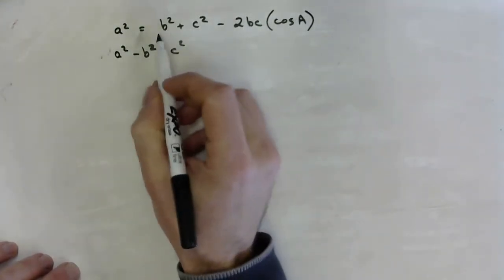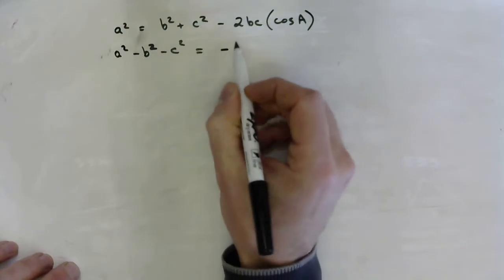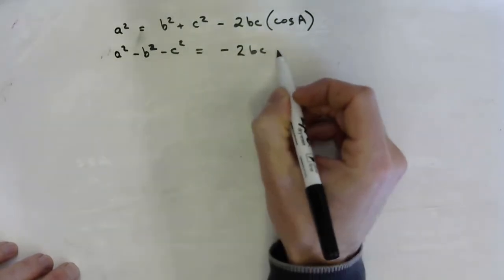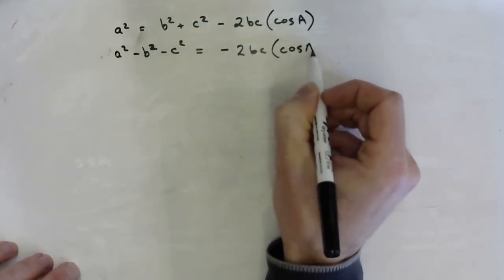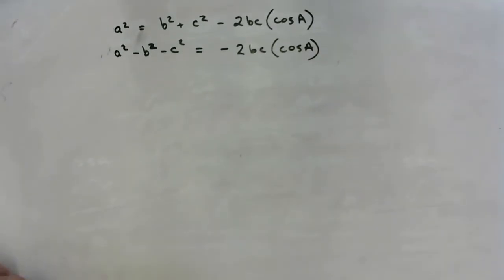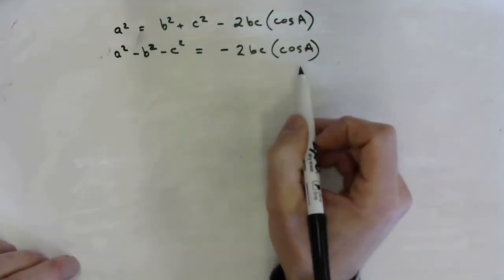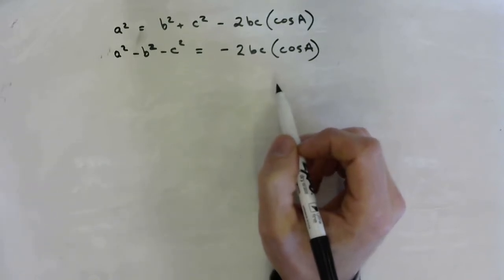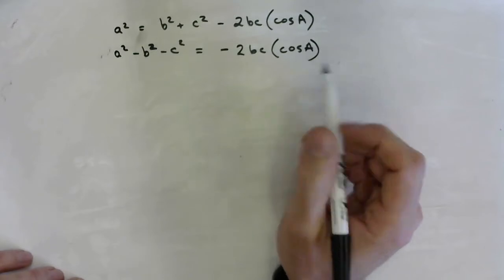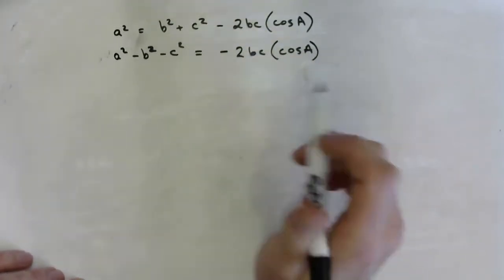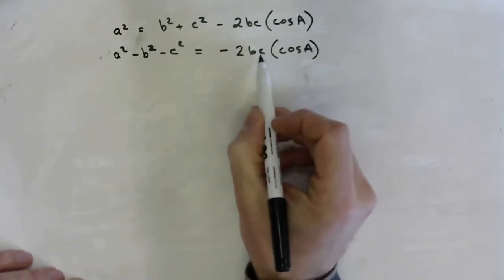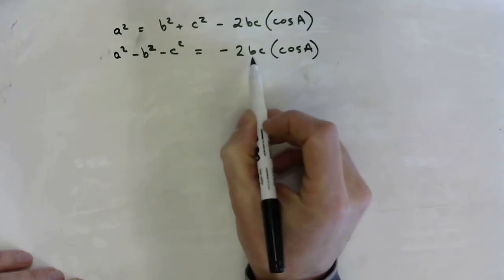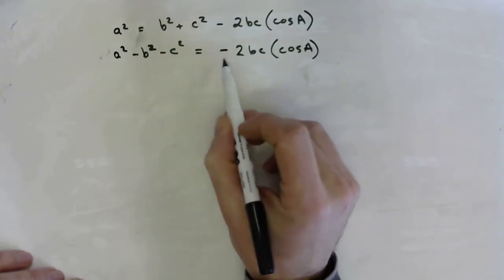Subtract both of these from both sides, and over here it's going to leave me with negative 2bc times the cosine of A. Now, don't be tricked. The cosine of A is just one thing. It's a ratio. It's just going to end up being a number, probably with a bunch of decimals depending on the triangle. But it's being multiplied by c and by b and by 2 and by negative 1.